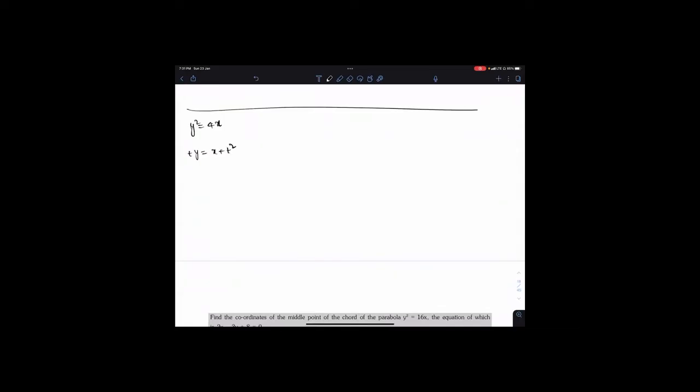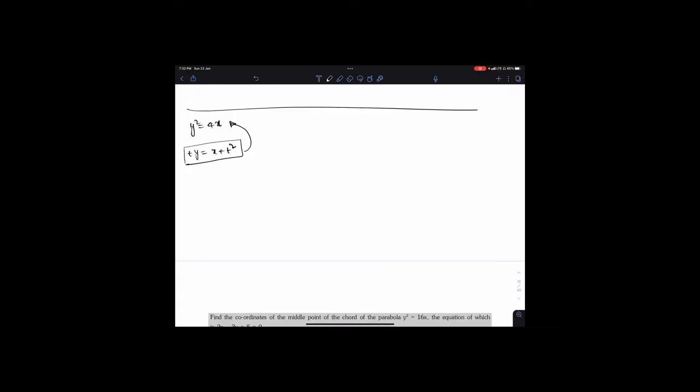I told you, just refer to any book, you will have these standard forms in both slope as well as parametric form for all the four cases. Okay, you need to remember them. Now, this is the parametric form of tangent for this y square equals 4x.